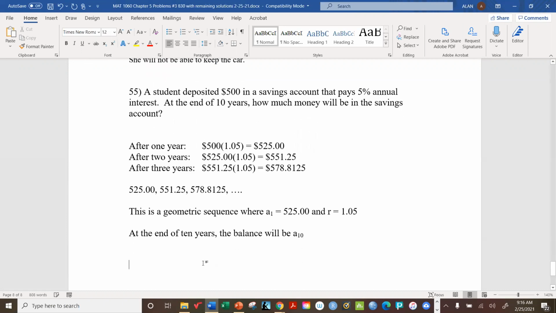Not the total, because they're not actually adding them up as we go along. It grows, but you're not collecting 525 plus 551, et cetera, et cetera. You're just getting what's left at the end of 10 years. So because it's a geometric sequence, and because the common ratio is 1.05, we're going to have this formula, AN equals A1 times R to the n minus 1 power.